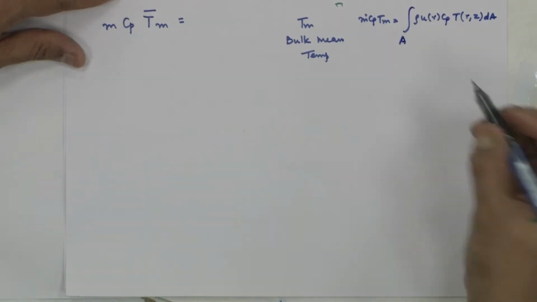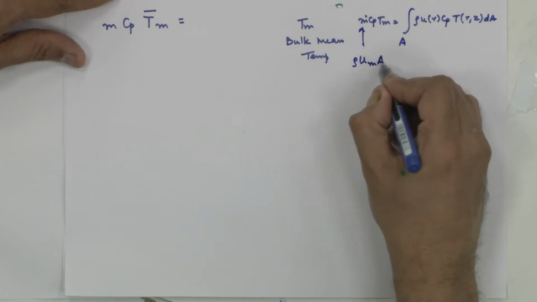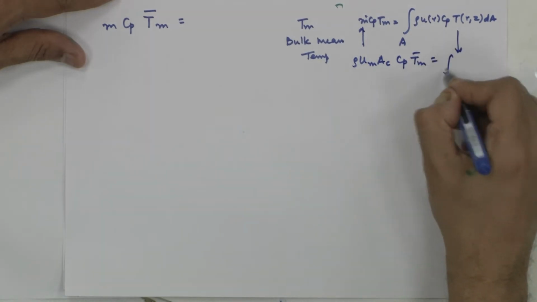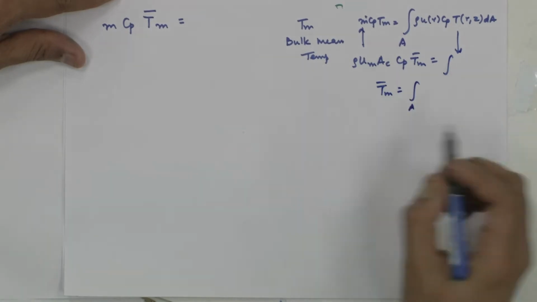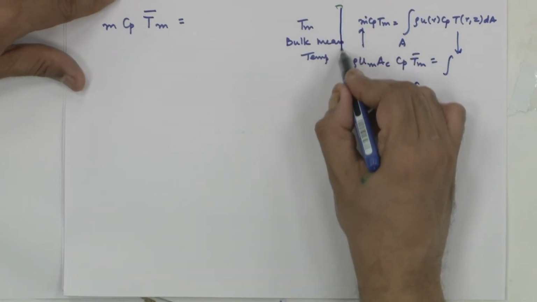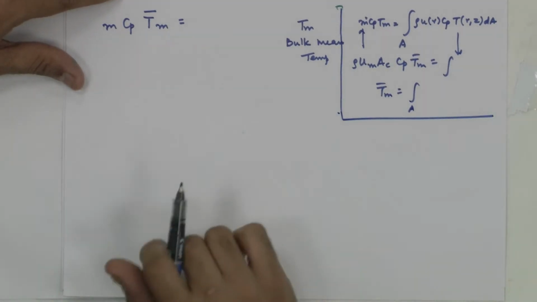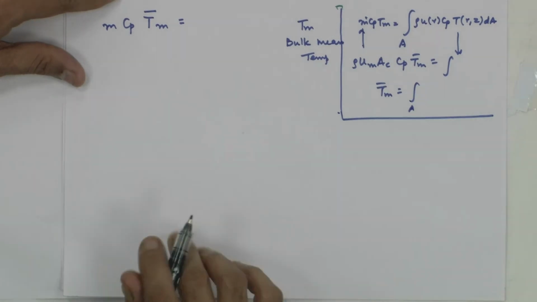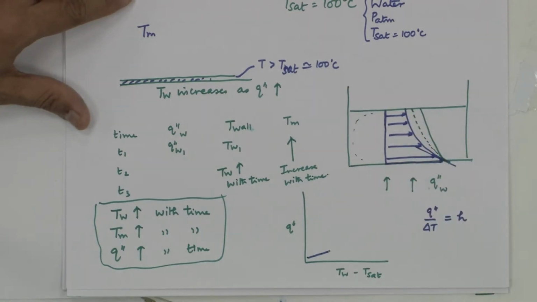And from this you would write this as rho u bulk mean A cross section Cp T bulk mean is equal to this integral, and from this you get your bulk mean temperature. Fundamentally, bulk mean temperature is nothing but an average value of the temperature that the fluid would have. So, this fluid is going to have some bulk mean temperature, which is nothing but an average value of this temperature distribution. Is that right?